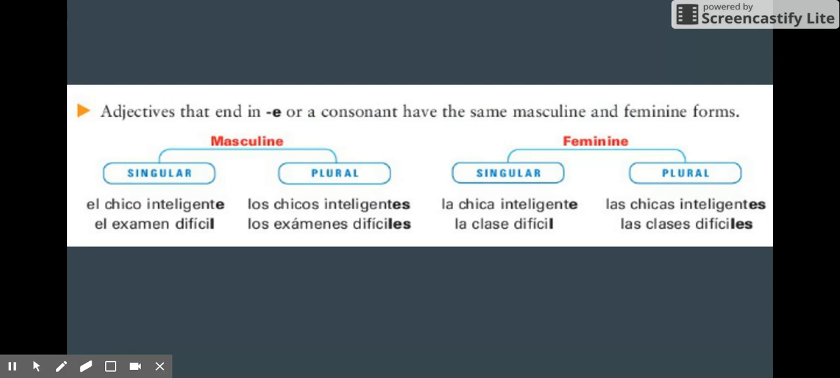Adjectives that end in E or consonant have both the same masculine and feminine forms, both in singular and plural. So you can see inteligente, just add an S, inteligentes. Ends in an L, difícil, difficult, make it plural, you just add an ES. And it's the exact same for the feminine adjectives.